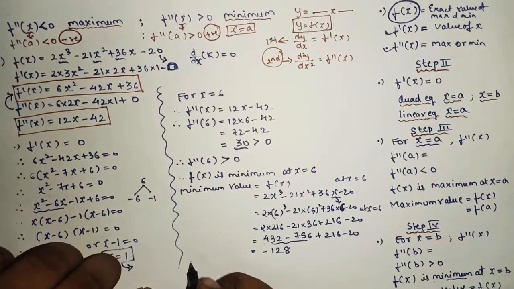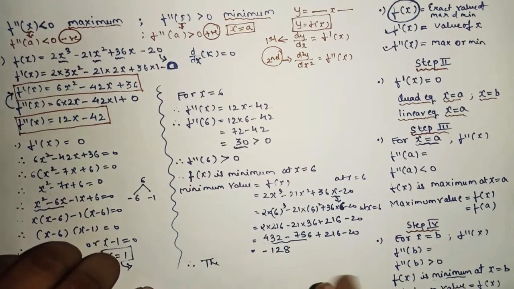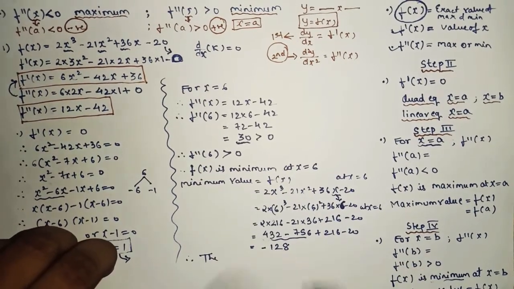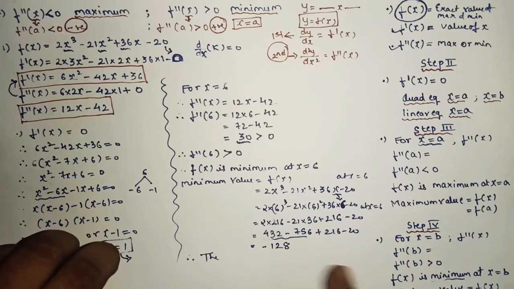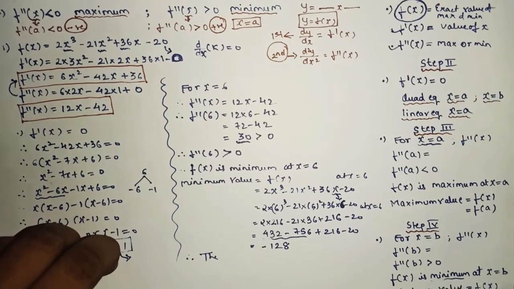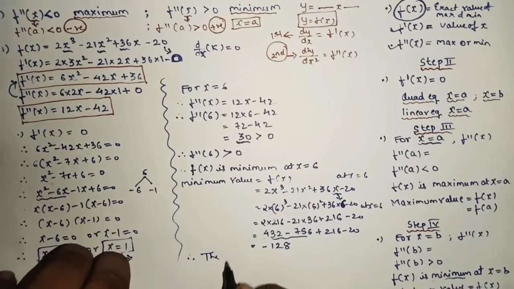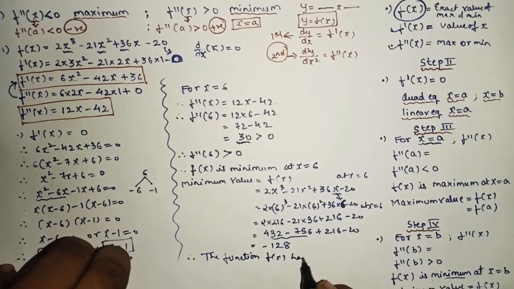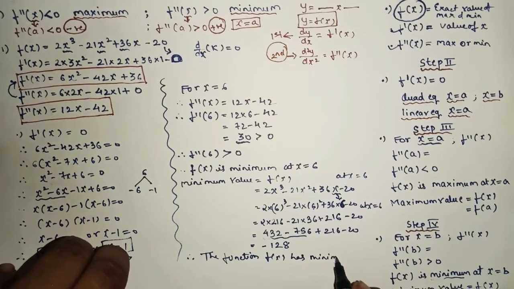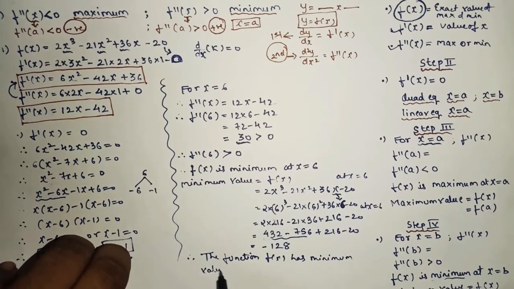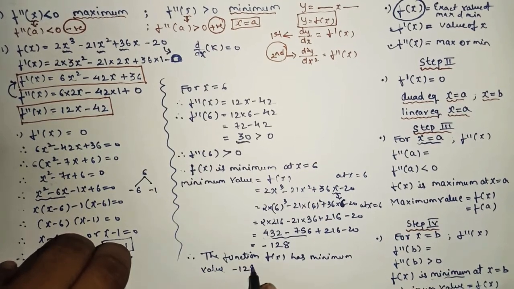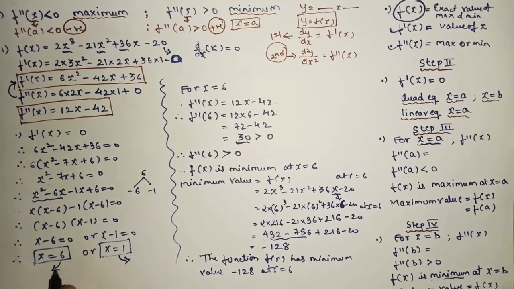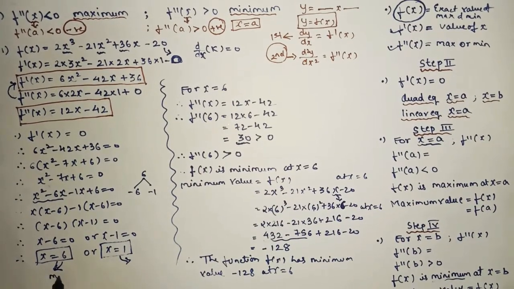Here you are getting negative, don't worry about that. Whatever the value you are getting, whether positive or negative, don't worry about that. Simply write the function f of x as minimum value minus 128, but where? At x equals to 6. So it is common sense that at x equals to 6 we got the minimum.